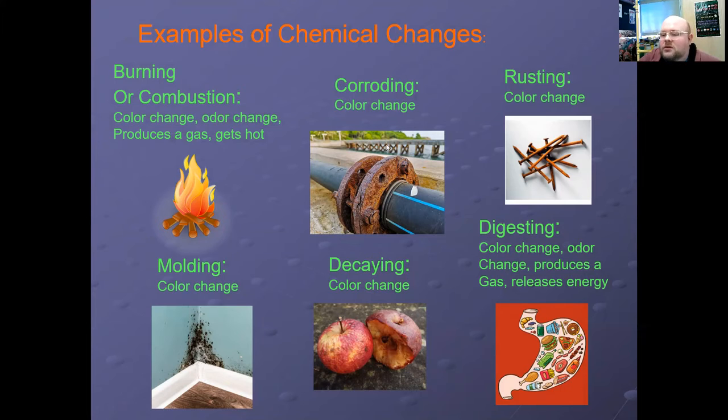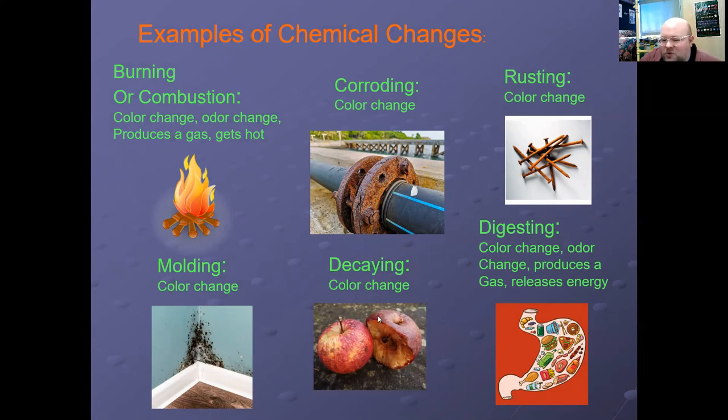Corroding, like these metal pipes here, there's a color change. You can physically see that they look different. You can't uncorrode it. Same with rusting. It's kind of the same thing. Look at these rusty nails. Once metal has rusted, those atoms are not going to turn back. Molding, you can tell that mold has occurred. There's a color change. This is a unique case, though.